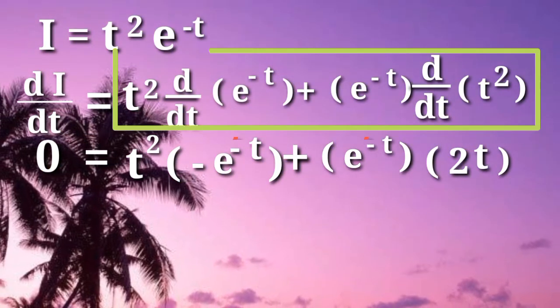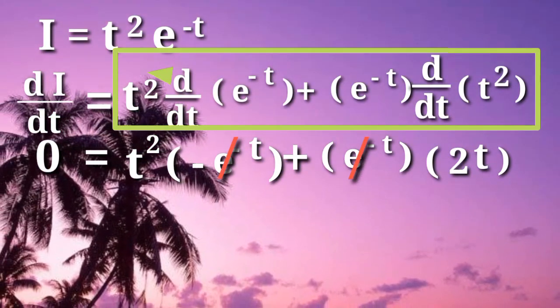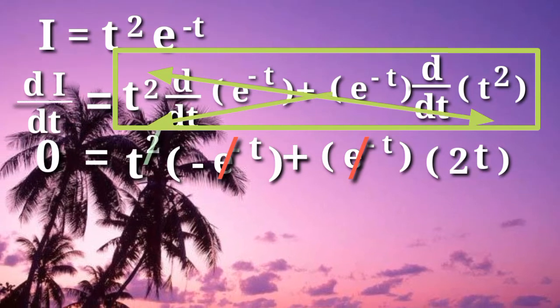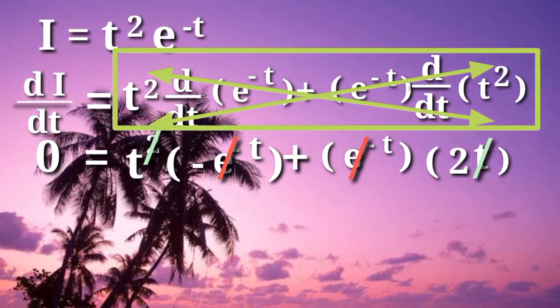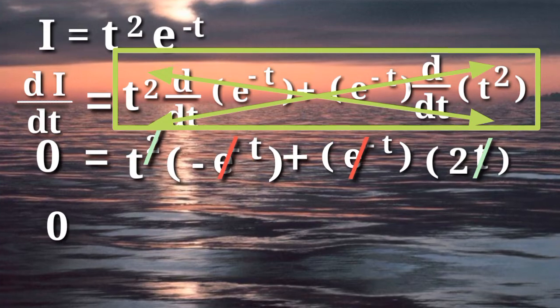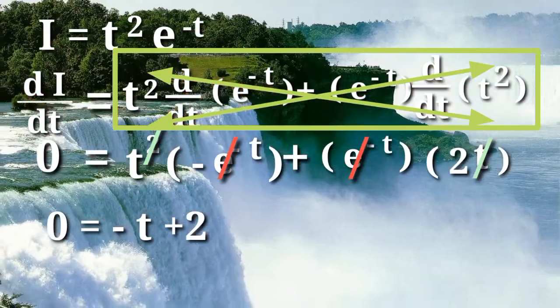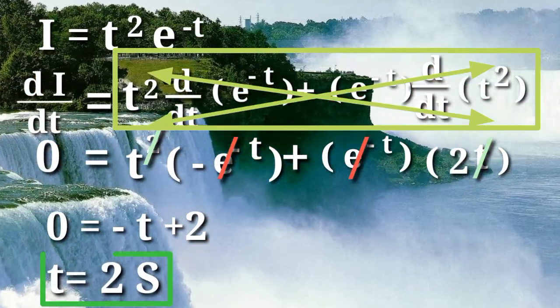Cancel e raised to minus t by dividing, and divide by t. Power decreased by 1. So we get 0 is equal to minus t plus 2, and t is equal to 2 seconds is our answer.